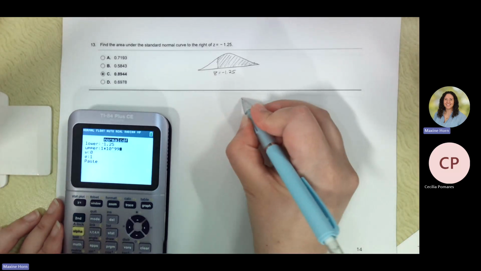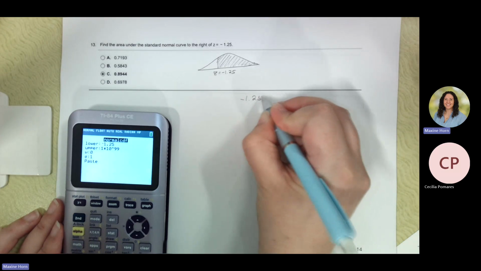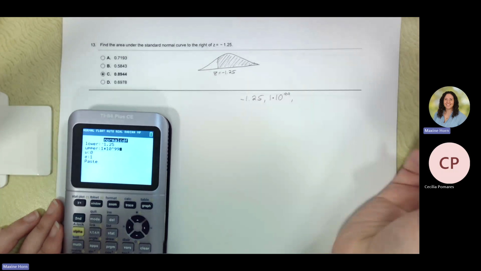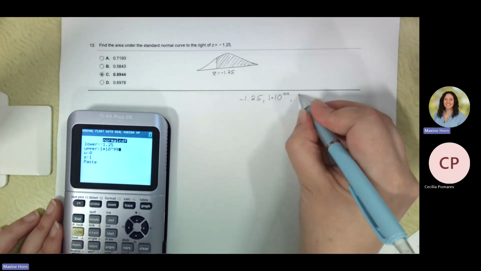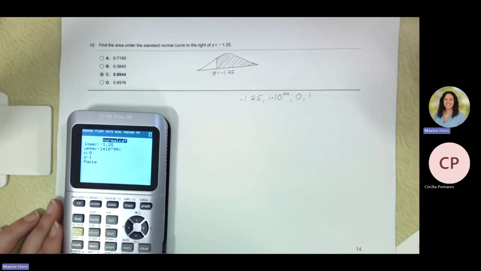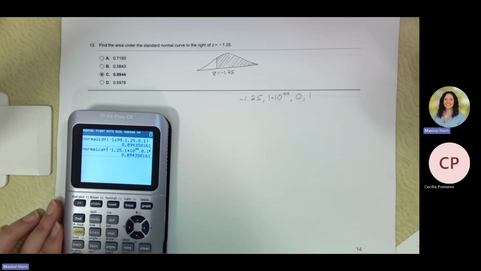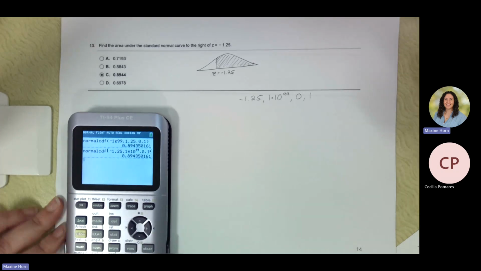So my lower bound is negative 1.25. My upper bound is 1 times 10 to the 99th. And then again, because I'm dealing with z-scores here, I'm leaving my mean at 0 and leaving my standard deviation at 1. And sure enough, I get the exact same thing I got last time.